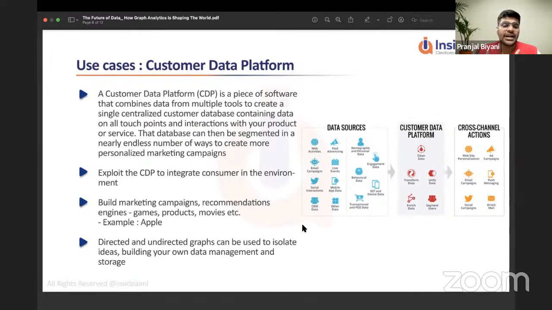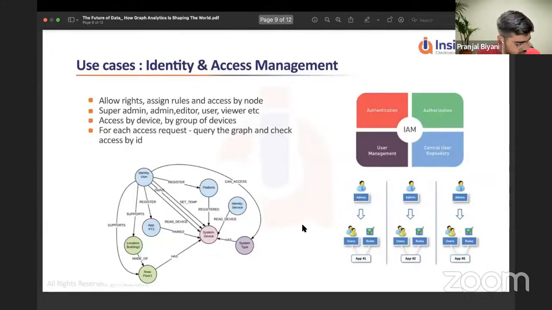Once you have the customer data platform with you, you can integrate every consumer into that environment and make sure you add a lot of value, because they are not going to search randomly. Everything they want, the most likely things that they would like are already there on the platform. Okay? Because the whole data is integrated in one place. We don't have to use multiple tools to do multiple things. One tool is enough. That's the customer data platform, right?